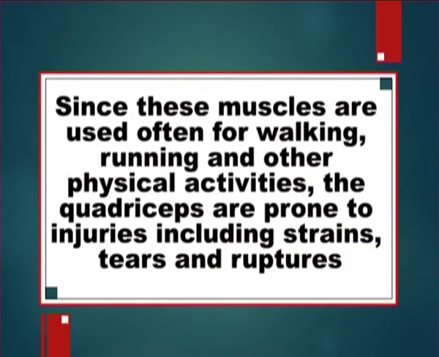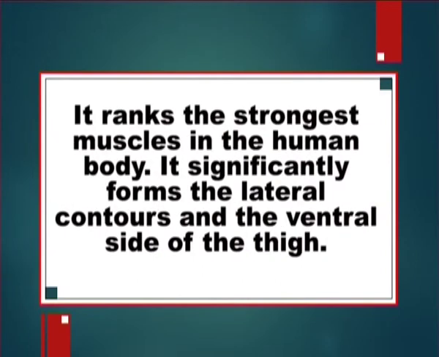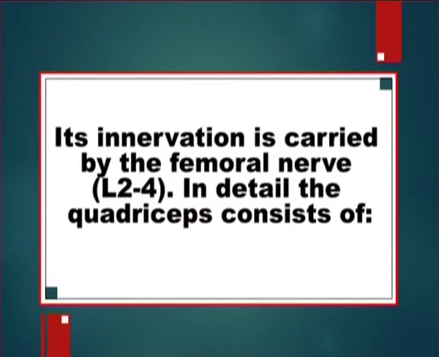Since these muscles are used often for walking, running, and other physical activities, the quadriceps are prone to injuries including strains, tears, and ruptures. The quadriceps femoris muscle is a four-headed muscle of the thigh which almost completely covers the femur. It ranks as almost the strongest muscle in the human body. It significantly forms the lateral contours and the ventral side of the thigh. Its innervation is carried by the femoral nerve, L2 to L4.